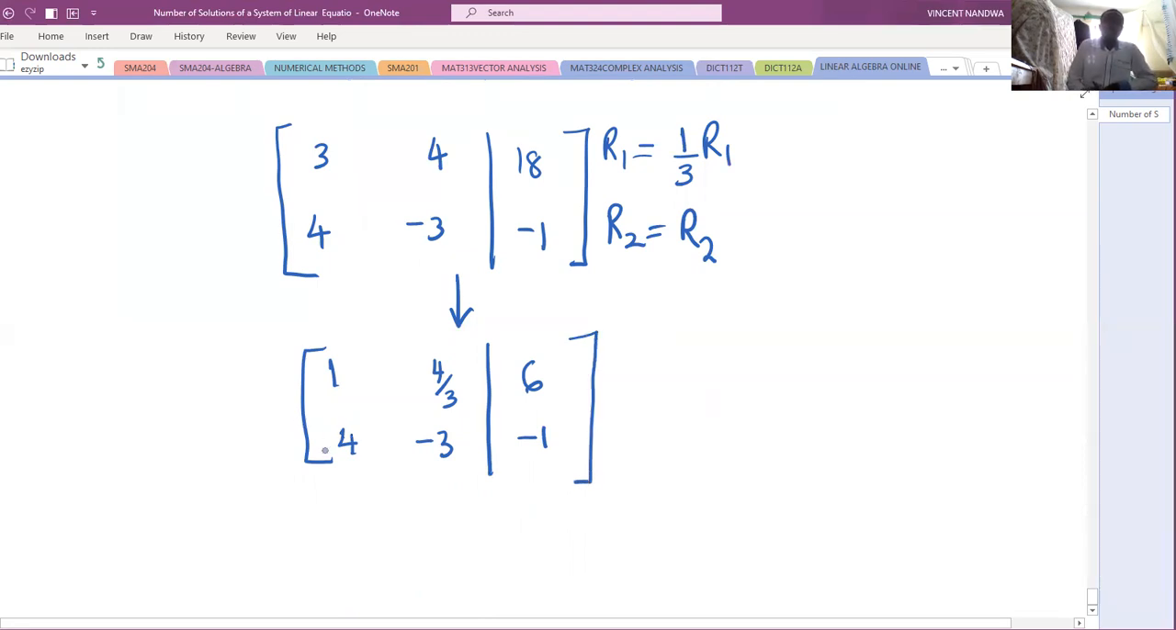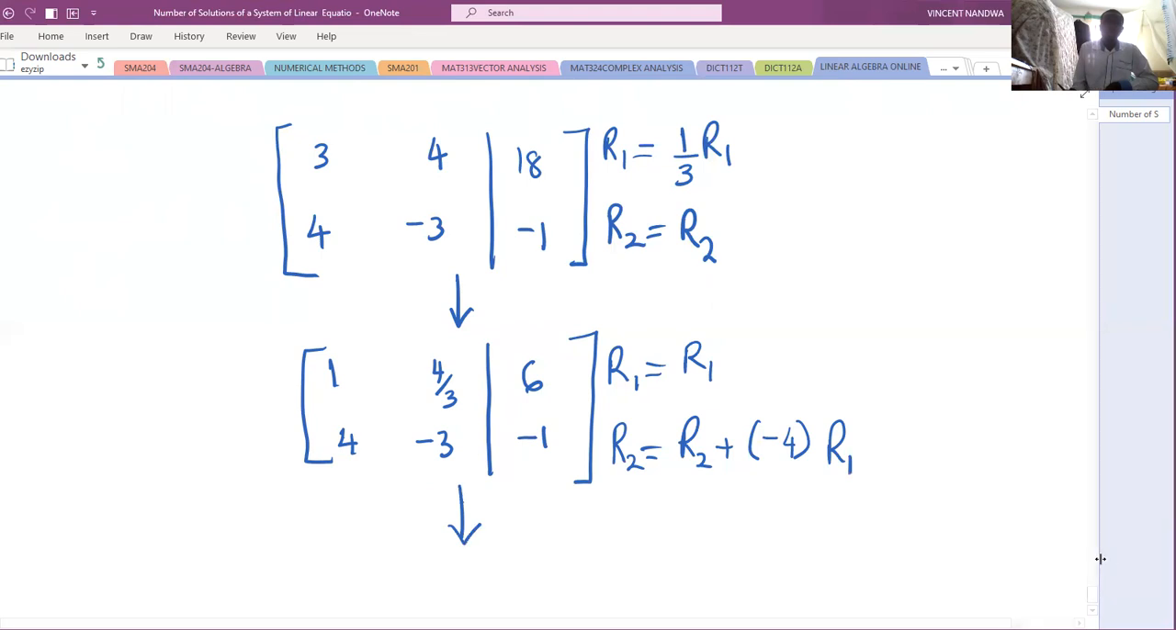Now the remaining part is this one here. We expect this one to be 0. Because we have already corrected row 1, row 1 remains row 1, and then row 2 will be row 2 plus a constant times row 1. So what do we multiply by so that when we add to 4, we get 0? We see that this constant must be -4, so that -4 times 1 is -4. Then when we add to 4, we get 0.